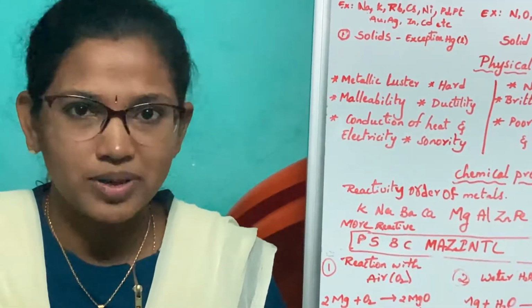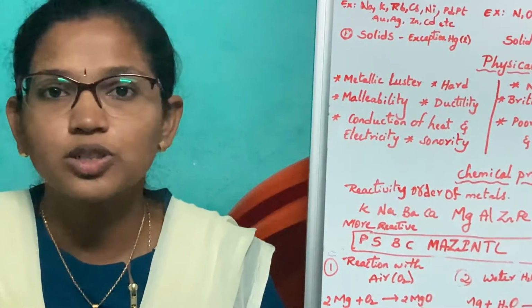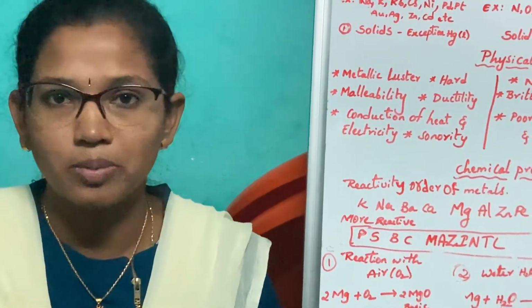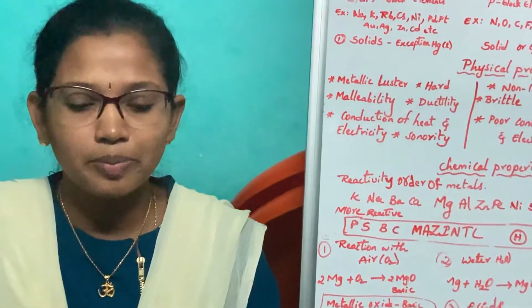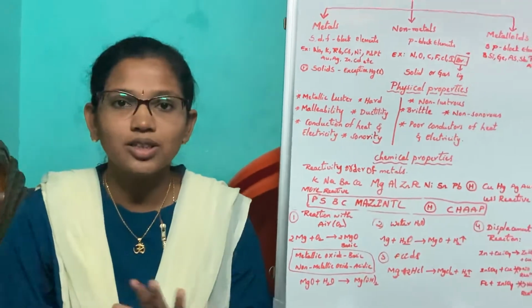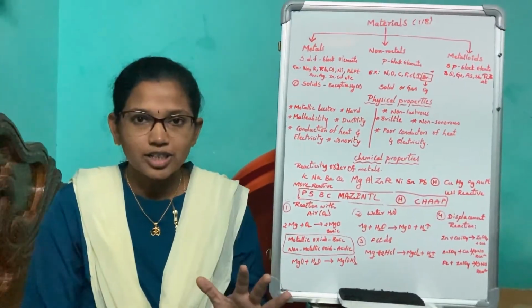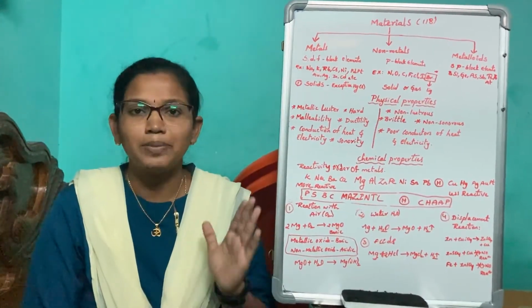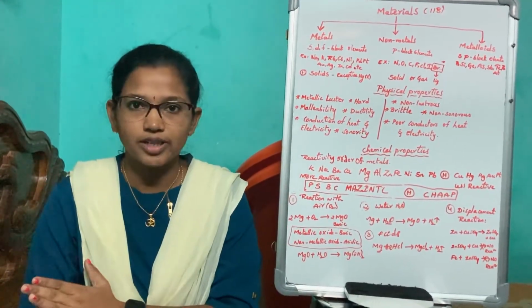I qualified in APSET. For today's demo, I would like to demonstrate metals and non-metals. Materials: in the periodic table, we have 118 elements. All these materials are classified into three categories: metals, non-metals, and metalloids.